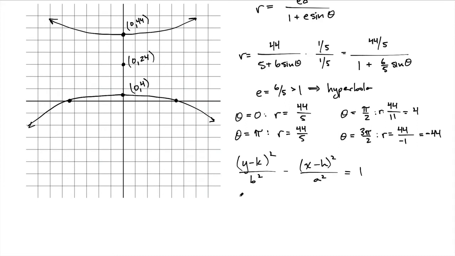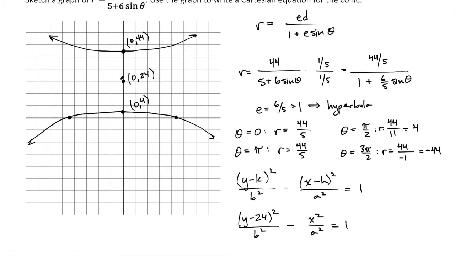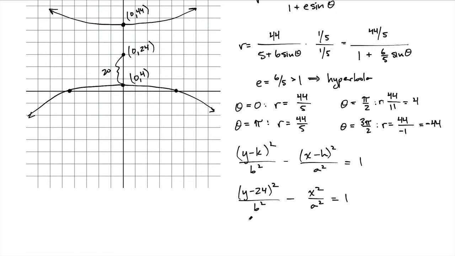Now that's h and k. So that brings me to y minus 24 squared over b squared minus just x squared over a squared equals 1. Okay, next we're going to look for either a or b, and I see here that the distance from the center to a vertex is going to tell me b, because I've got that vertical distance there. That distance I see is 20, and so that's going to be b. So I have y minus 24 squared over 20 squared, and then minus x squared over a squared equals 1.